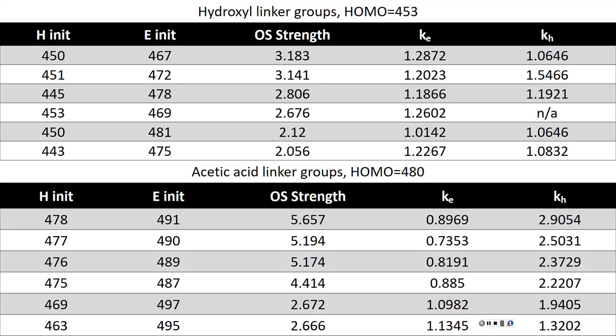The HOMO in the hydroxyl case is 453, and likewise down here it's 480. And this is the oscillator strength of the transition that would get the system to this state. And then these are the relaxation constants, when you actually let it relax starting from this state. It's organized a little bit weird, but that was just easier for data entry because I was in a hurry.